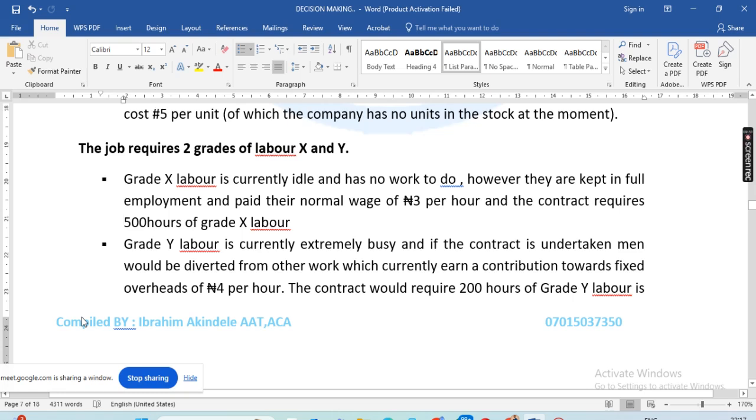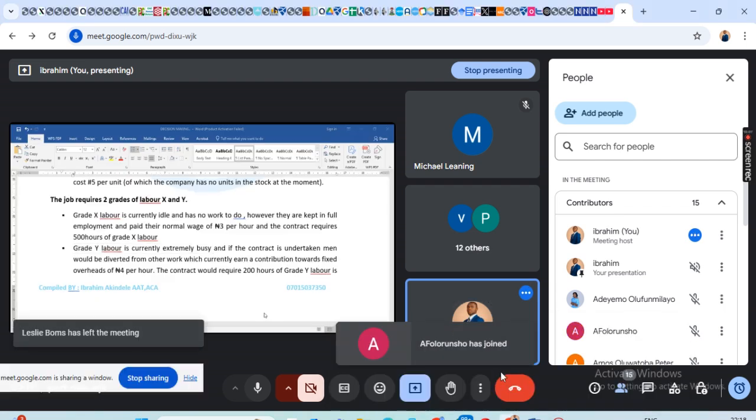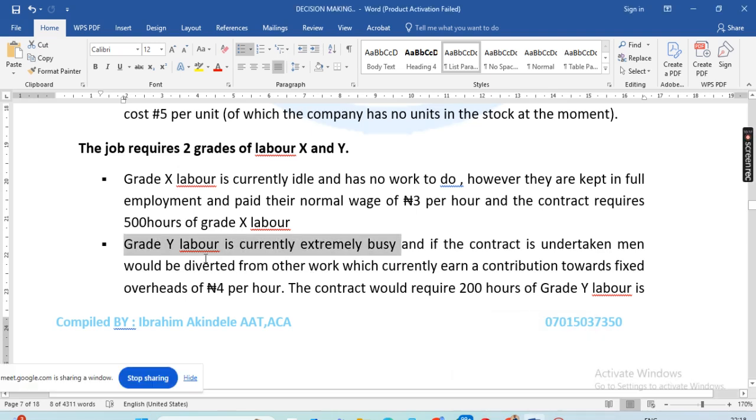We have grade Y. Class, what happened to grade Y? Now, grade Y is currently extremely busy. He's busy working. This is the kind of people you're supposed to reward. They deserve salary because they're busy working. And if the contract is undertaken, men would be diverted from other work which currently earn a contribution towards fixed overhead of 4 naira per hour.